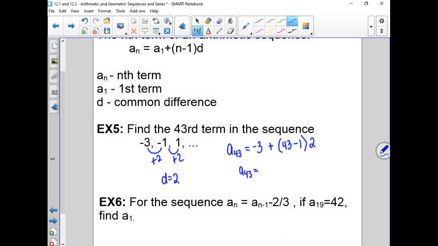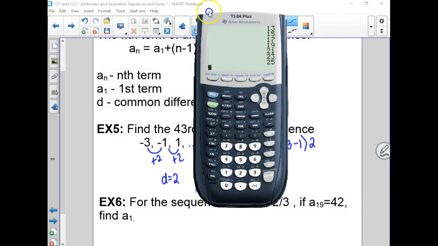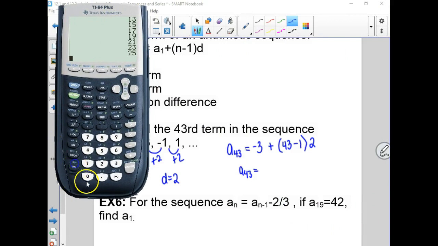We're going to find here -3 plus 43 minus 1, which I know is 42. I could type that in instead, times 2 will give us 81. So we get 81 for that 43rd term. So the formula here will sort of help us make a little bit of a shortcut there.